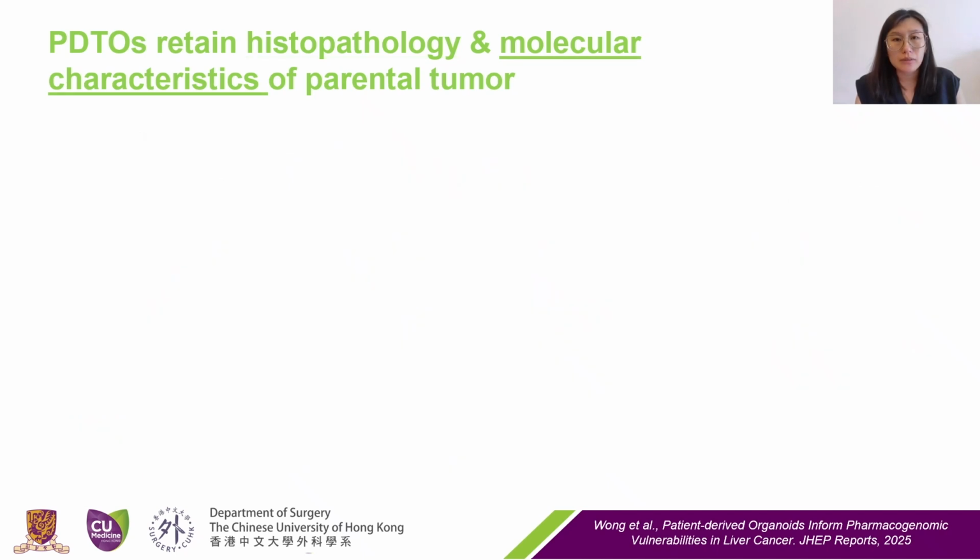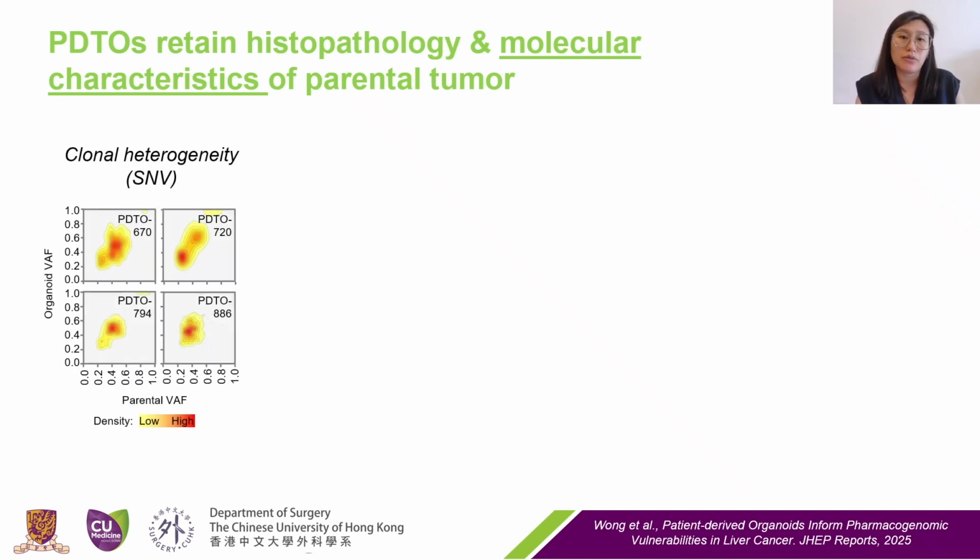We also performed whole exome-seq and RNA-seq on the same panel of organoids, and we found that indeed they can retain the intratumoral heterogeneity. You can see here based on their variant allelic frequencies that there are some patients who have maybe one major clonal population, whereas others may have two or more. This suggests that ITH is well maintained in our organoids.